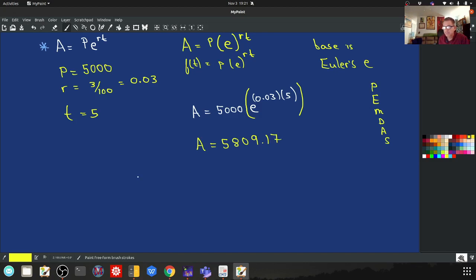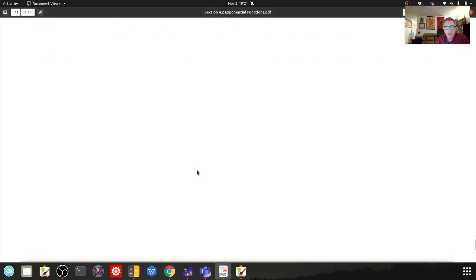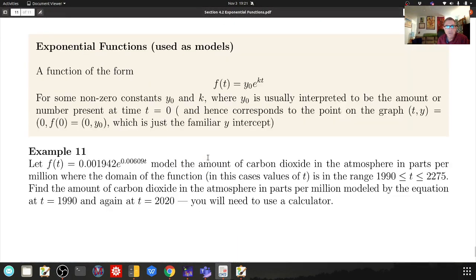Not so bad. So getting back to our lecture notes. Exponential functions are often used in models.